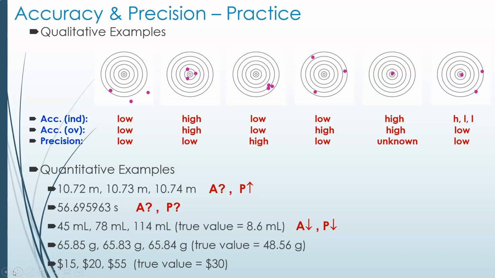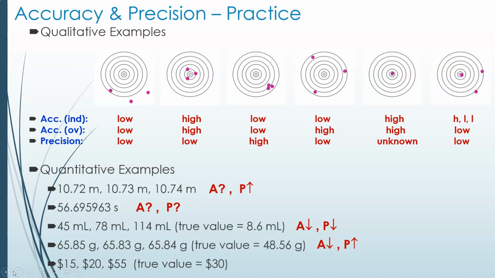Looking at the fourth example, 65.85 grams, 65.83 grams, 65.84 grams, and the true value is 48.56 grams. Well, right away we notice a couple things. Number one, we notice that all three measurements are close to one another. That means high precision. But we also know that none of those numbers are close to the true value. That means we have low accuracy. Remember, accuracy is how close you are to the true value, so you need a true value. Precision is how close you are to each other, and that means you need multiple measurements.